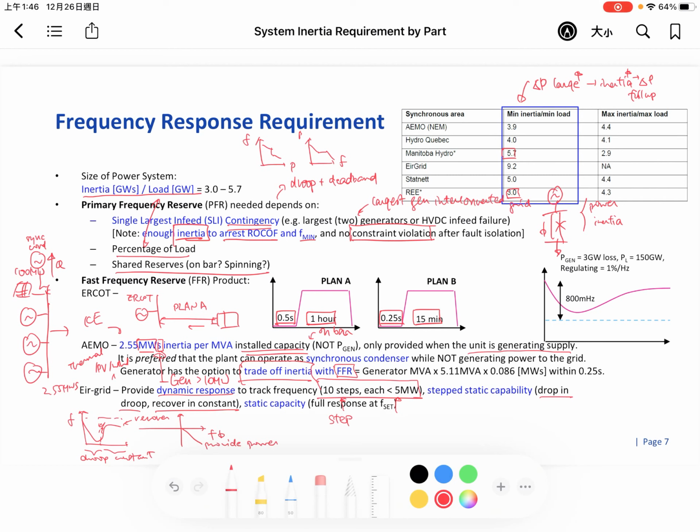And the last requirement is static capacity. Once there is a set frequency, it reaches the frequency set point, just like if there is a drop and the frequency is here, then you need to provide full response to the grid. Then it is the requirement for the frequency response to the E-grid.